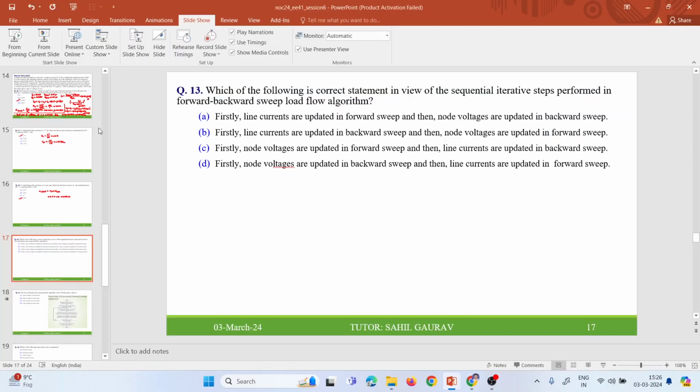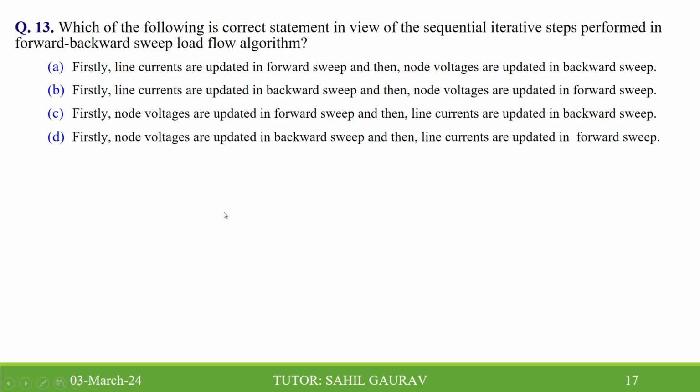Option B. Yes, correct. Option B is correct. Line currents are updated using the backward sweep and then node voltages are updated in the forward sweep.